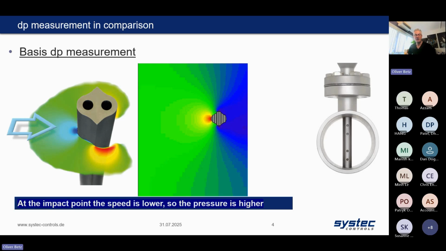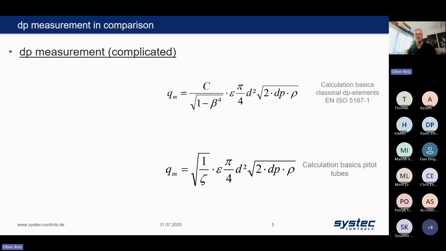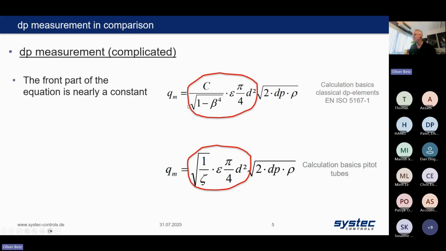Okay, now one of the claims for differential pressure measurement is that the measurement is complicated. Here are the basic formulas for classical primary elements. This one and for pitot tubes, they look pretty much the same beside this first part of the equation. And yes, this looks complicated, and it might be a little bit complicated. But if you look at these equations, then you can say that this front part of the equation is almost a constant. It's not a constant, in fact, but it's almost a constant.